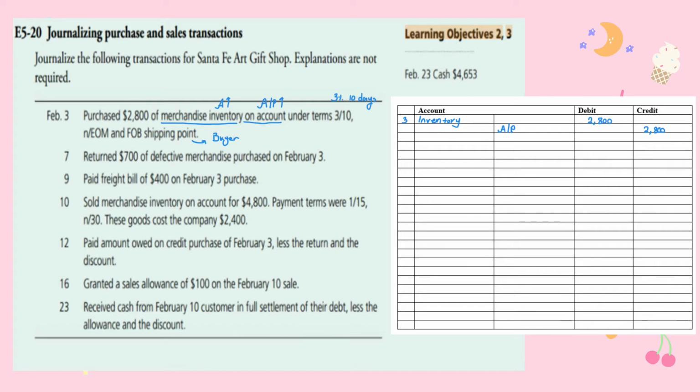Now on February 7, returned 700 of defective merchandise purchased on February 3rd. So I returned part of the inventory purchase on February 3rd. What's going to be the entry? When there is a return, we're going to switch it. So accounts payable will be in the debit and inventory will be in the credit side. And the amount will be 700.